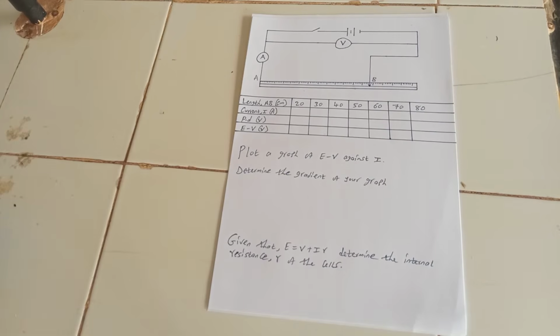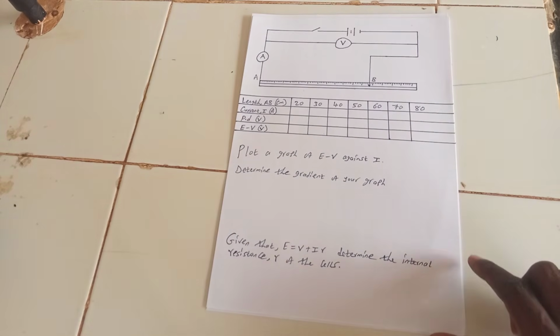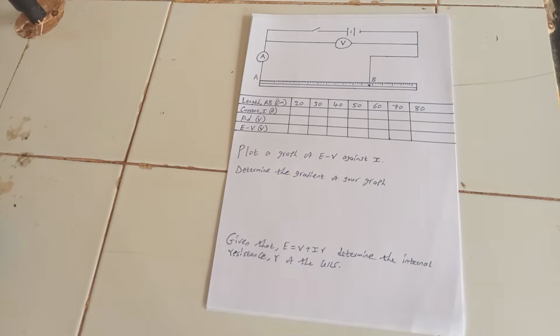So today we want to look at the practical on current and voltage, and also we are plotting a graph of E minus V against I. That is the graph we are going to plot, and then we will be able to determine the internal resistance of the cells using the graph.